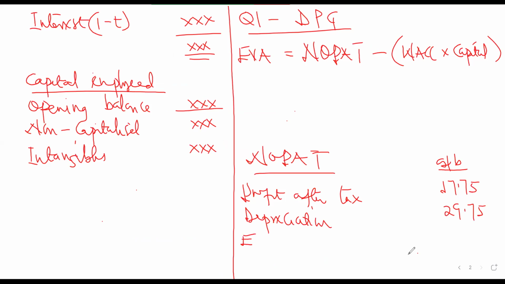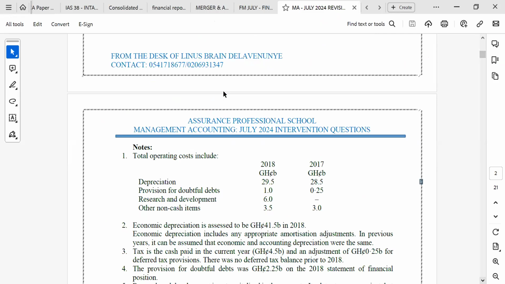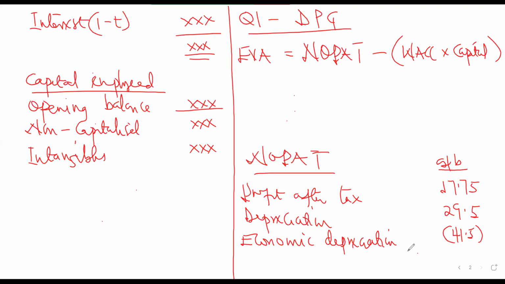Then you bring what we call economic depreciation. Economic depreciation is the cash portion of the asset that has been consumed. It's 29.5, but not 75. So what is the economic depreciation there? 41.5. Okay. So that is the depreciation that we're supposed to charge. That is the cash consumption of the asset. So we have 41.5.